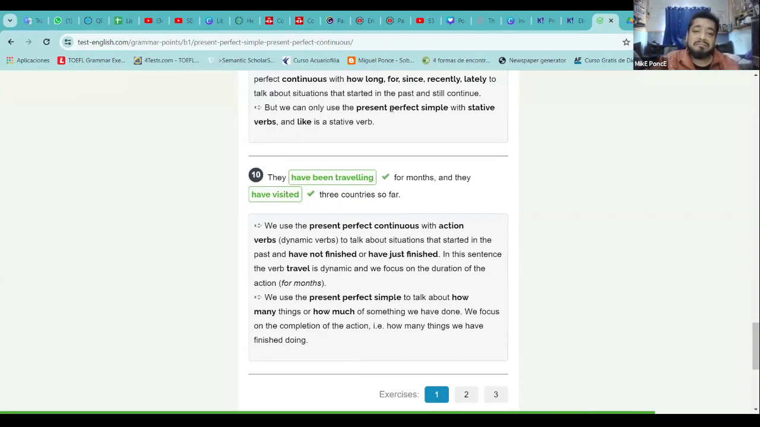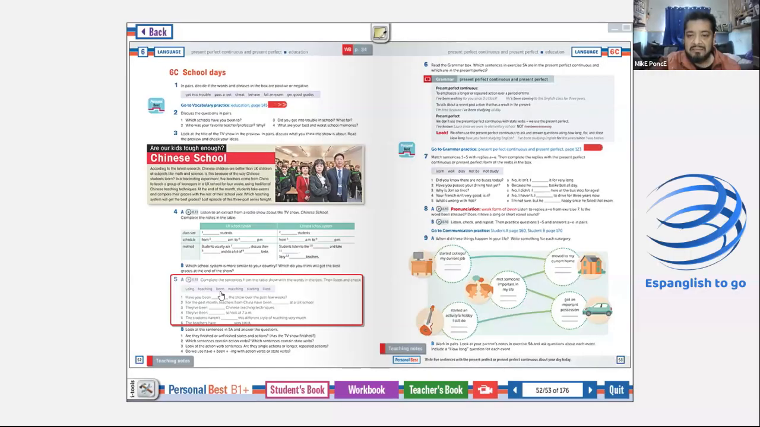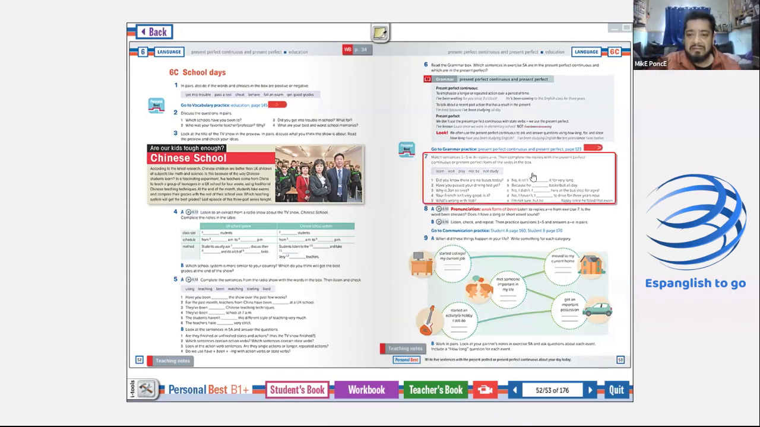Okay, guys, well, it's time to continue now. Let's see some exercises on the book. Let's go to the book. Please open your book, student's book, and go to page 53. According to my notes, you were working with your teacher and you stopped on exercise 7. So it's time to answer exercise 7.